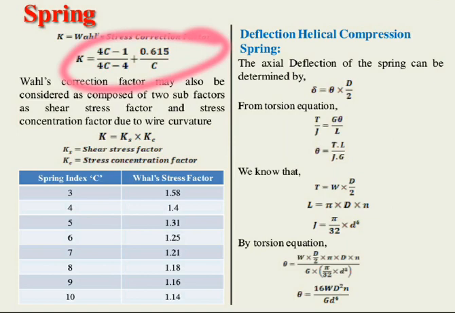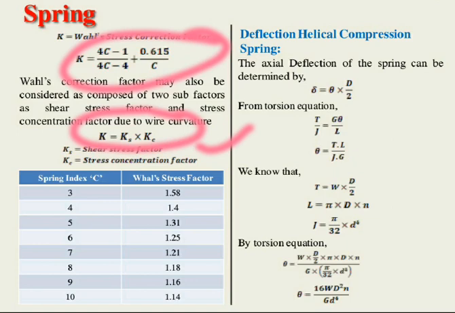Wahl's correction factor may also be considered as composed of two sub factors: shear stress factor and stress concentration factor due to wire curvature. So K can also be broken into two parts, that is K equals Ks into Kc, where Ks is the shear stress factor and Kc is the stress concentration factor.